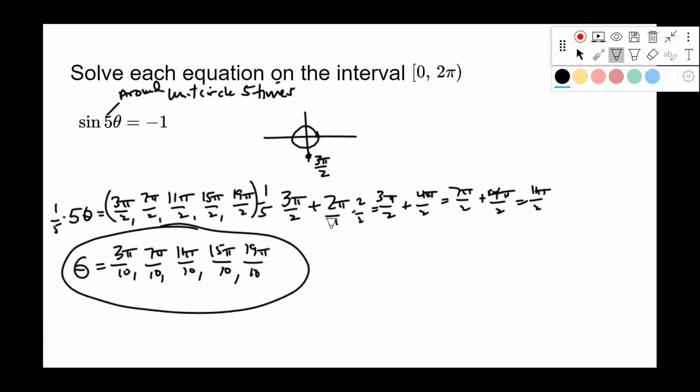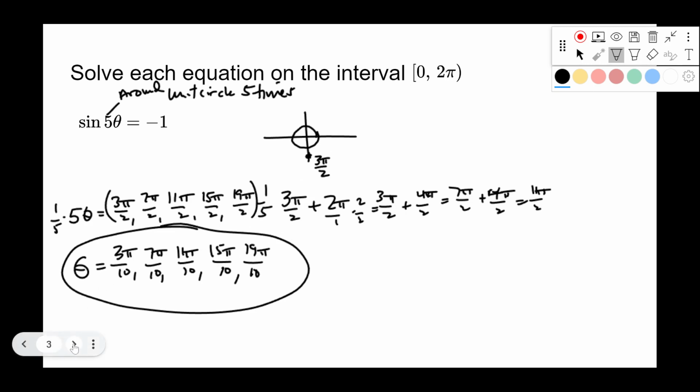And notice the very last answer, 19 pi over 10, is just short of 2 pi. And I'm asking you to solve this equation for all the angles between 0 and 2 pi. 19 pi over 10 is just short of 20 pi over 10, which would have been 2 pi. So this answer is a good answer.